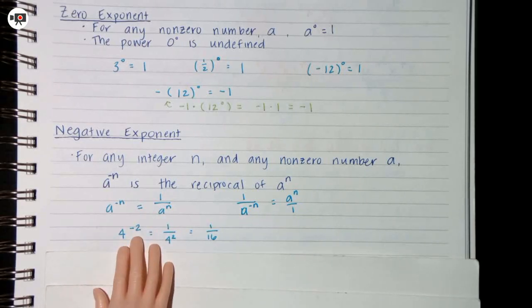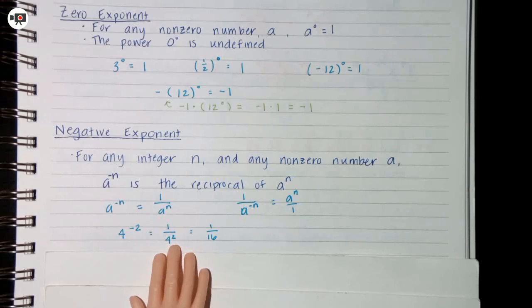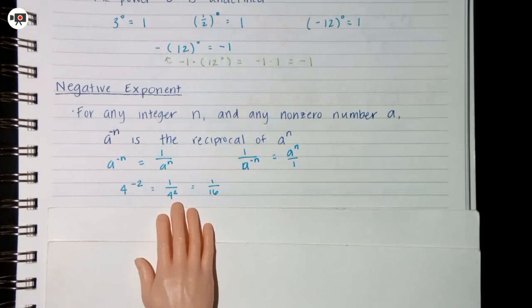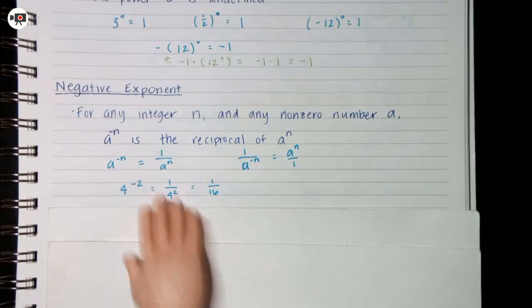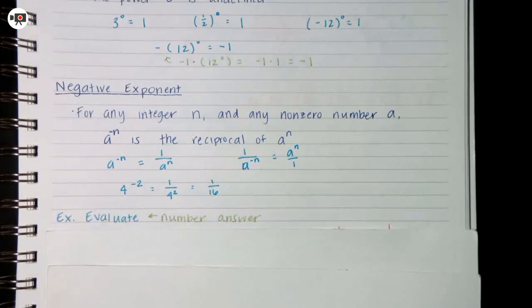So 4 to the negative 2 is 1 over 4 to the positive 2. That's important that we no longer have negative exponents. And then I can simplify that. I know 4 squared is 16, so this would be the same.